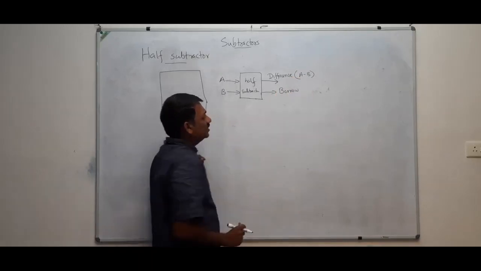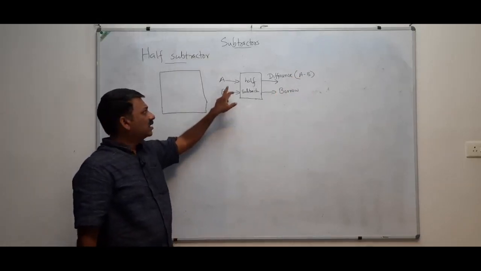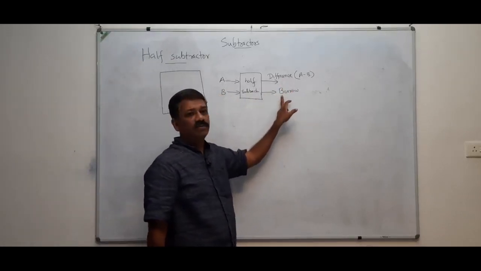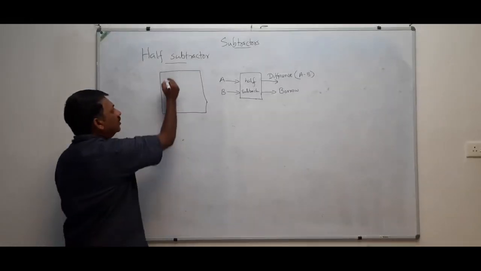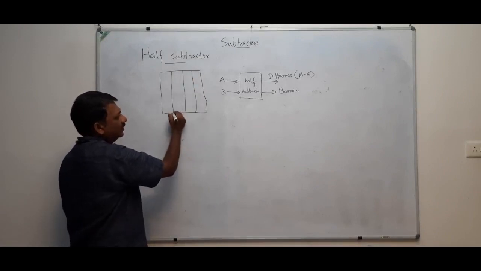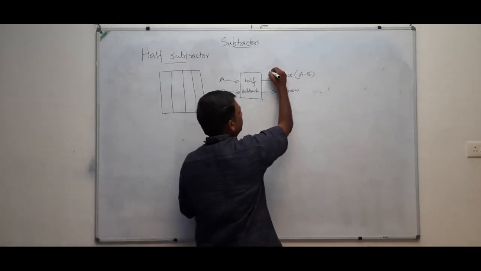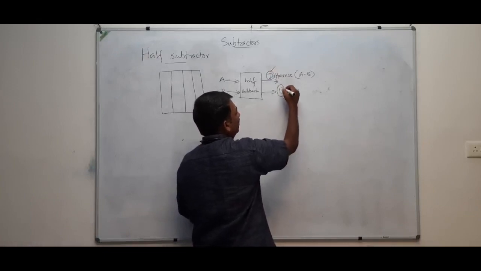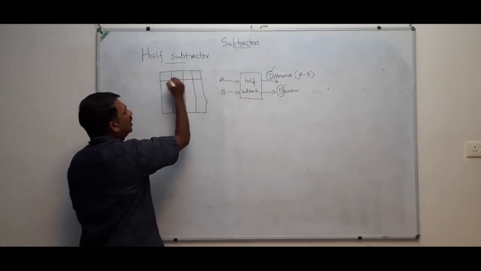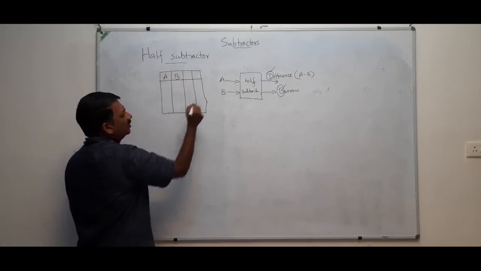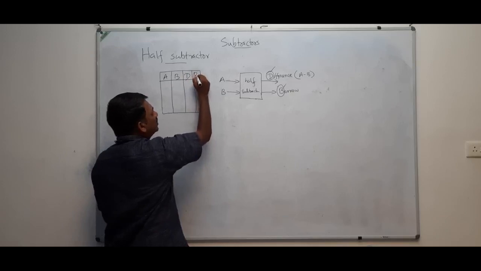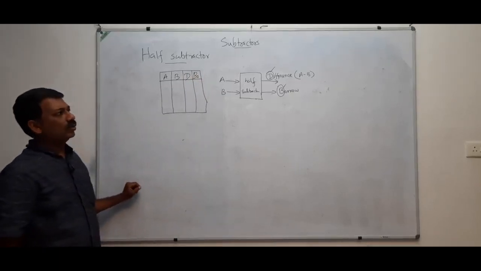These are the outputs. That means a half subtractor has two inputs, A and B, and two outputs, the difference and borrow. Now we are going to have the truth table. The difference is represented by D and borrow is represented by B O. A and B are the inputs.